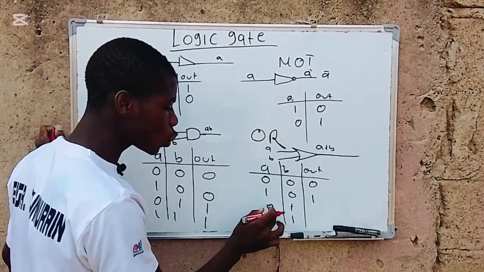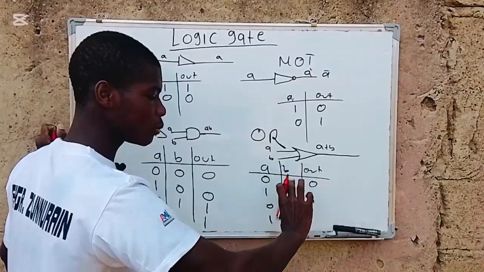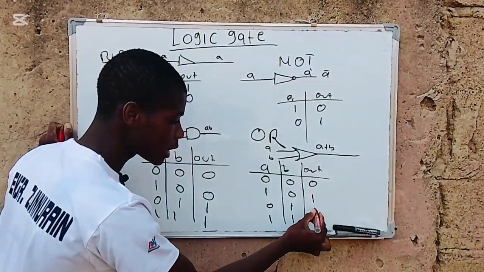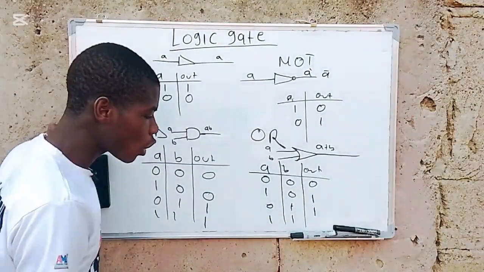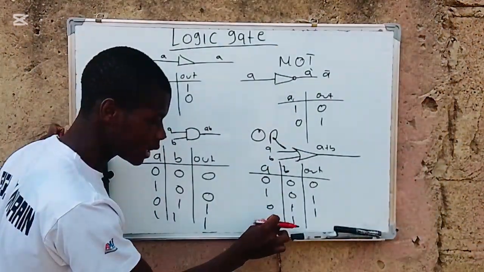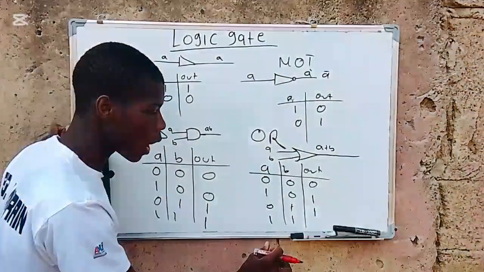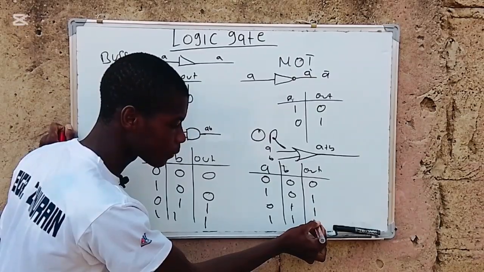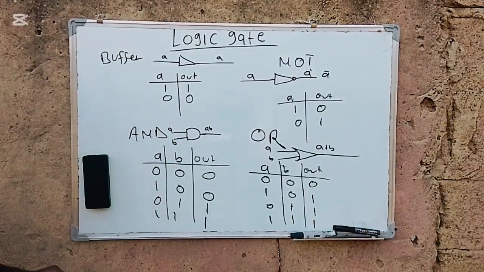And also if input A is 0 and input B is 0, the result will be the same as 1. And also if input A is 1 and input B is 1, it will become 1.